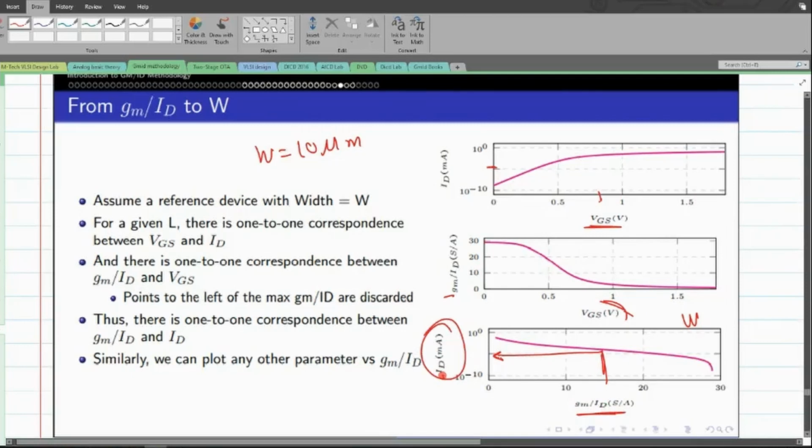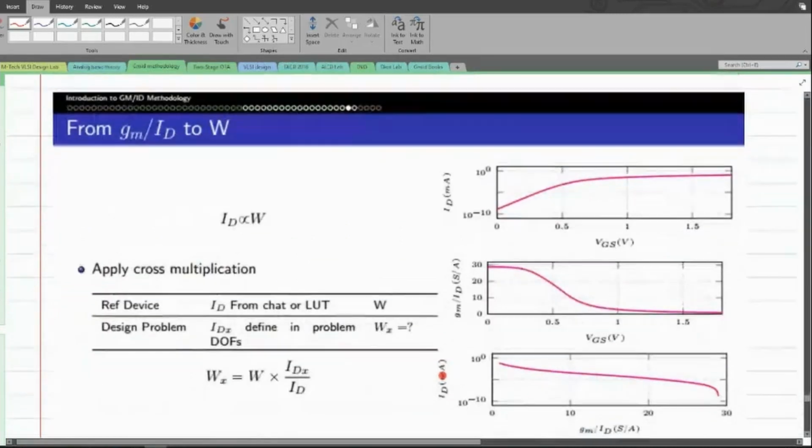That is the next question that you may have, right? So let me just tell. We know that this ID is always proportional to the width, provided your transistor doesn't have a narrow width. Then what I can do is use this cross multiplication term to calculate the width that is required for the current that is defined by the design problem. So what we have done before is that I have plotted the graph of ID versus GM over ID for a reference width W. This is the first quantity.